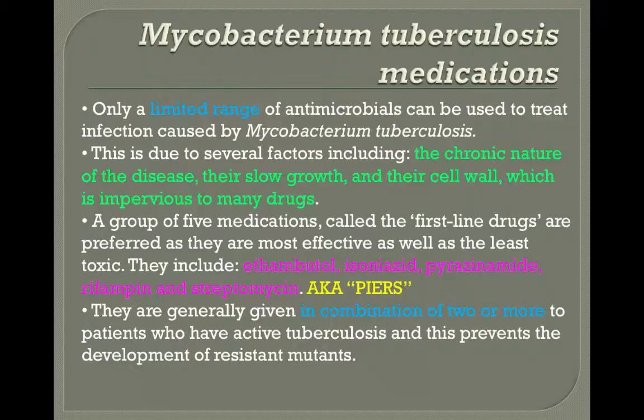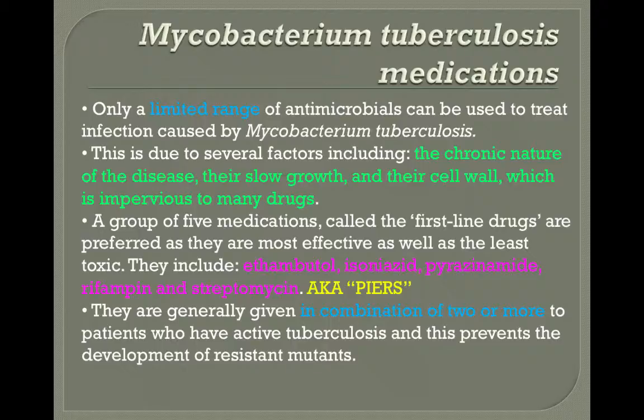So there's a limited range of antimicrobials that can actually be used to treat Mycobacterium, and that's due to several different factors. This species of bacteria has very slow growth, and their cell wall happens to be really impervious to a lot of drugs. So because they reproduce slowly, it's hard for us to use any of those drugs that are considered bacteriostatic. So a group of 5 medications called the first-line drugs are preferred as they are the most effective as well as the least toxic.